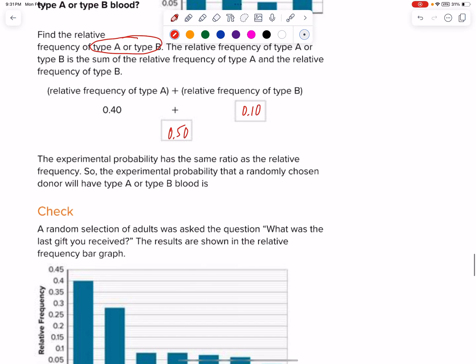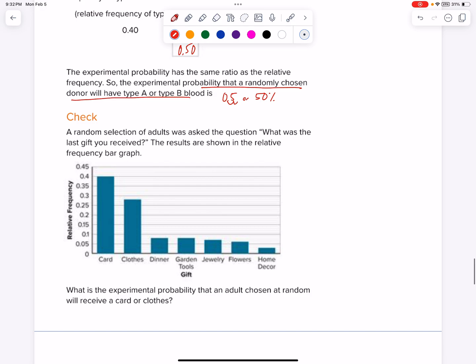So it says, so the experimental probability that a randomly chosen donor will have type A or type B blood is 0.5 or 50%. Okay, there's a 50% chance. All right, so let's go ahead and try this. You can pause if you want and check it out and then see how you do.